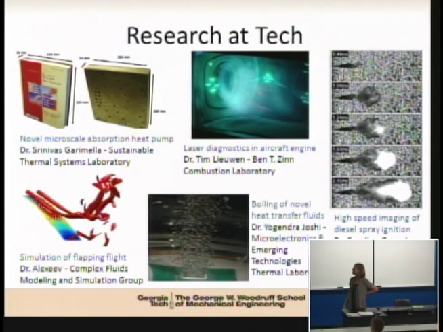On the right is an example of high-speed imaging of a diesel spray. This is work done in my lab, where we're trying to look at the fundamental physics of controlling pollutant emissions in diesel engines. This is, again, mitigating the environmental impact of energy conversion on the environment. Also, Dr. Alexeev is active in the high-performance computing area, doing very complicated fluid dynamics simulations. Here I've shown an example where he's looking at a simulation of flapping flight. And another topic area is Dr. Yogendra Joshi. He's looking at the phase change or boiling of new heat transfer fluids that can, again, convert energy in a more efficient manner.